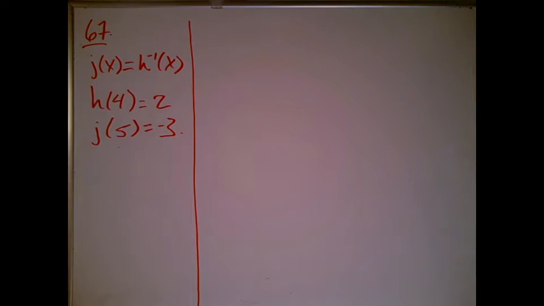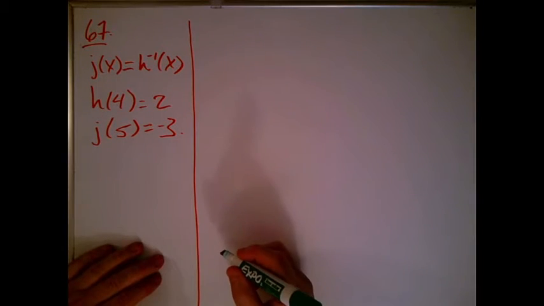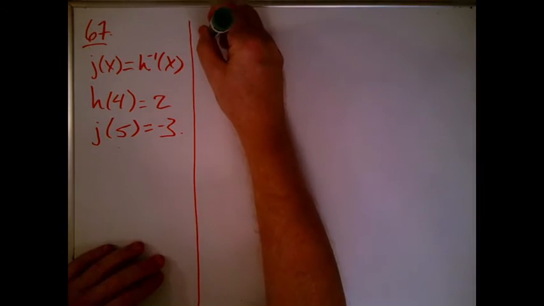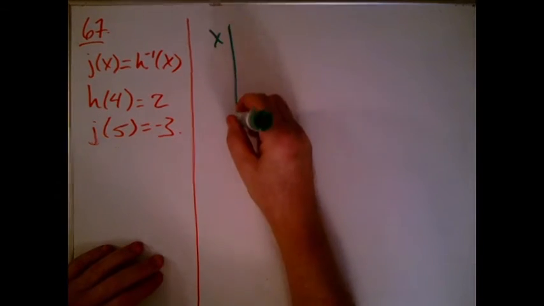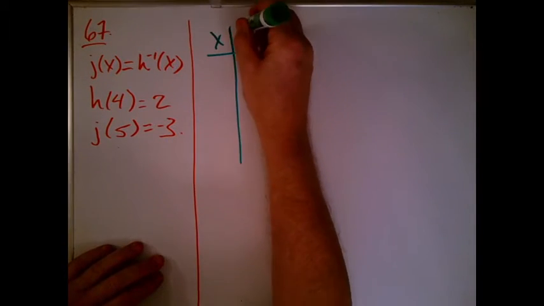Basically, we defined inverse functions as ones you get by switching the x's and y's. And I just want to see how much of this we can actually do just with tables and see if we can make it work. So they told us that j of x equals h inverse of x. So what I'm going to do is start making a table for h. So this will be a table for h. Don't know how far down I'm going to have to go here.